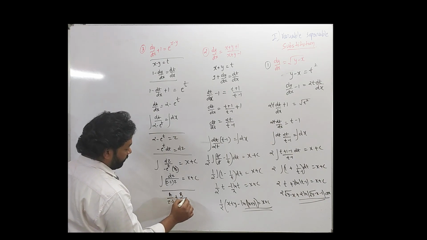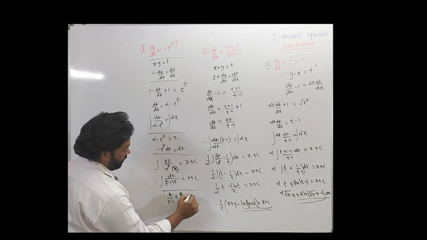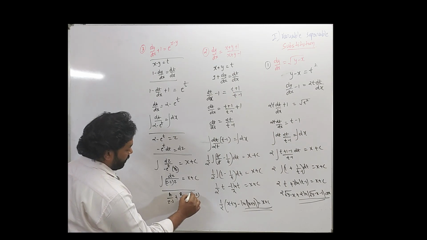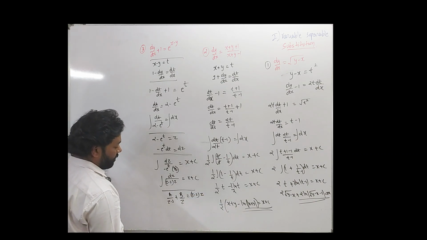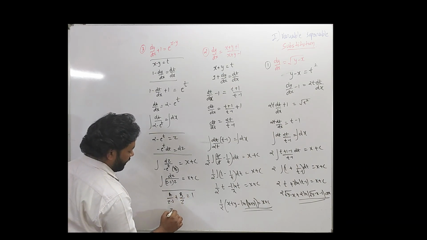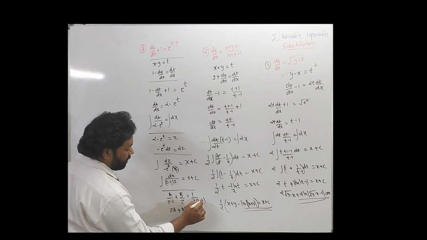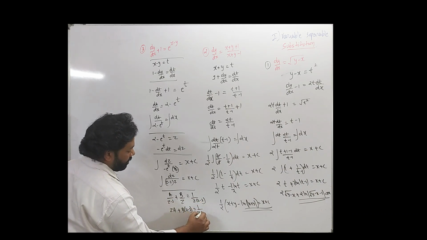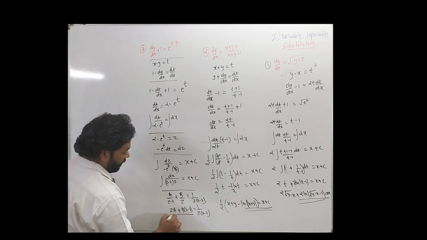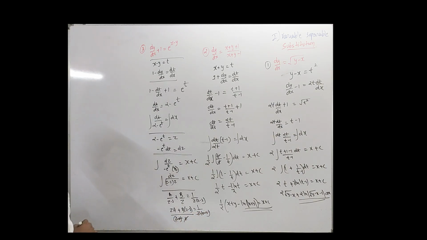1 upon z minus 2 into z equals a by z minus 2 plus b by z. Converting this into partial fraction format, this would be 1 equals z into a plus b into z minus 2. 1 upon z into z minus 2 we have converted into partial fractions. z minus 2 and z get cancelled from both the sides.